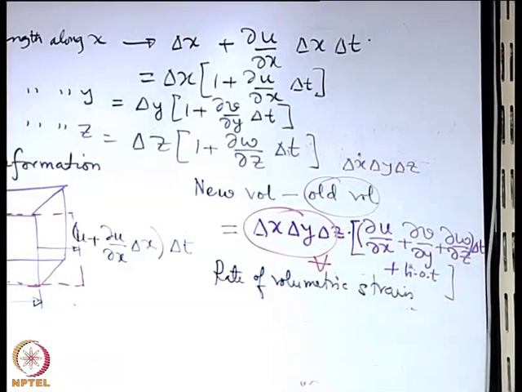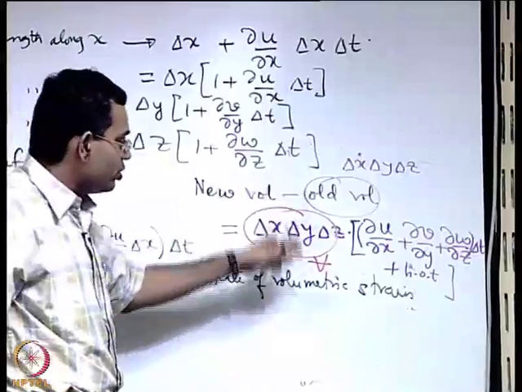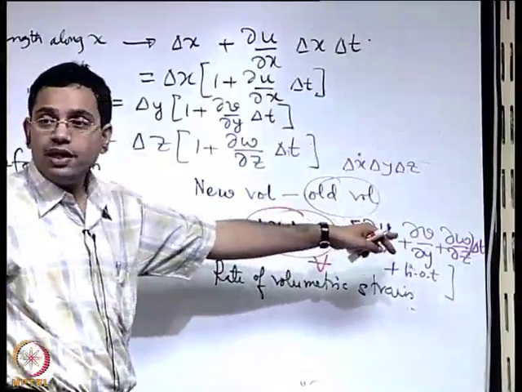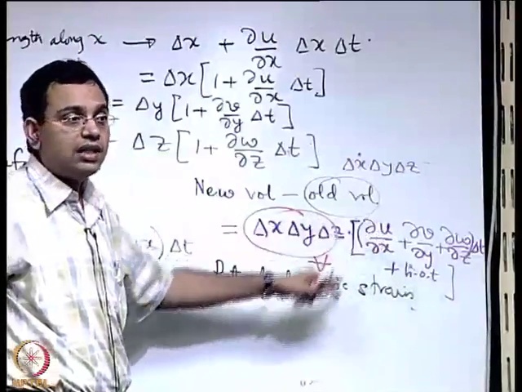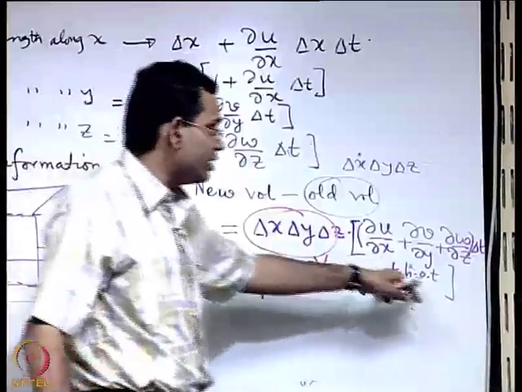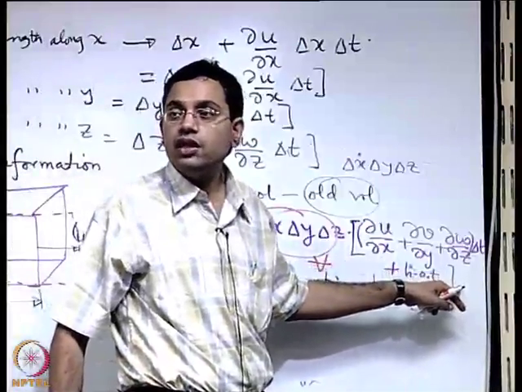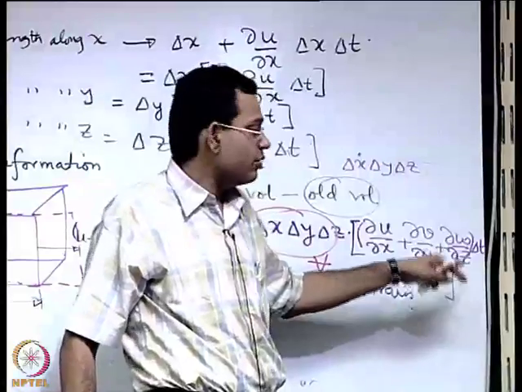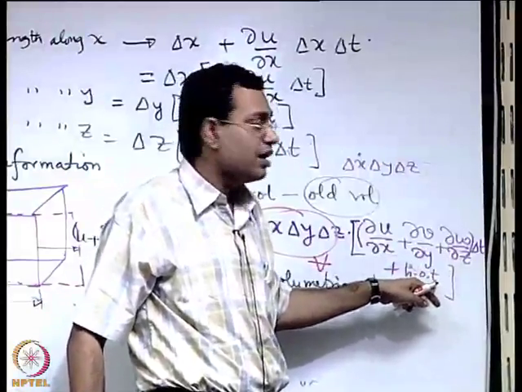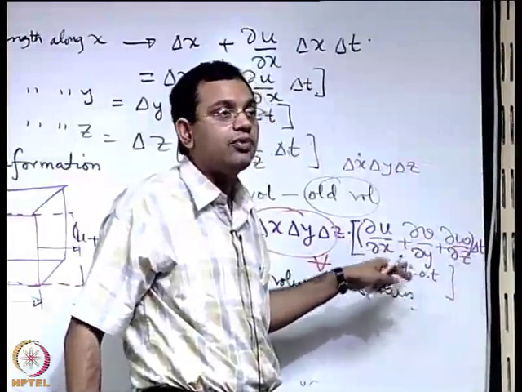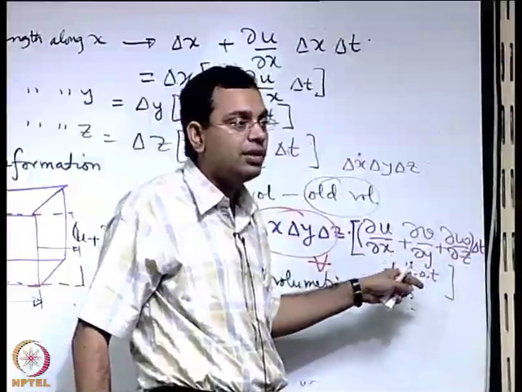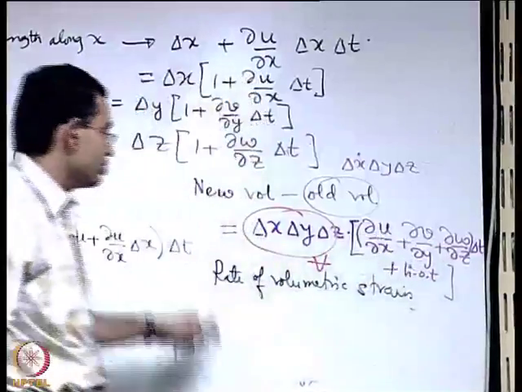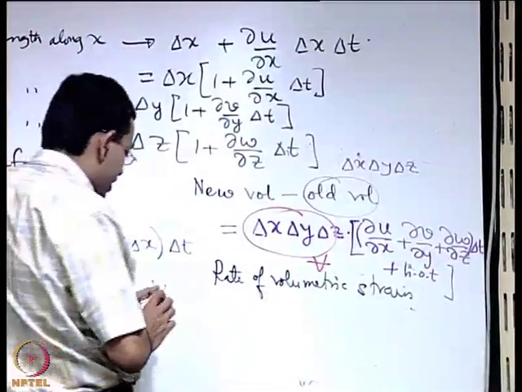So, what is the rate of volumetric strain? This change in volume divided by delta t, and take the limit as delta t tends to 0, when all other higher order terms in the limit will be 0. So, it is not that we are neglecting. The one delta t here will remain even after division by delta t, that will be tending to 0 as in the limit delta t tends to 0. So, then what will be the final expression of this?